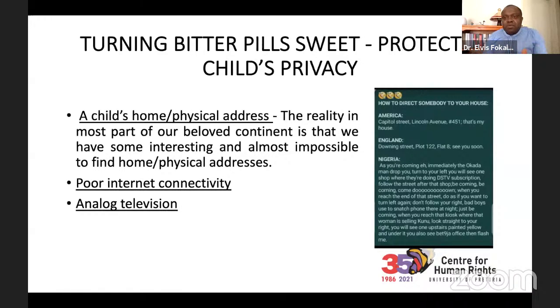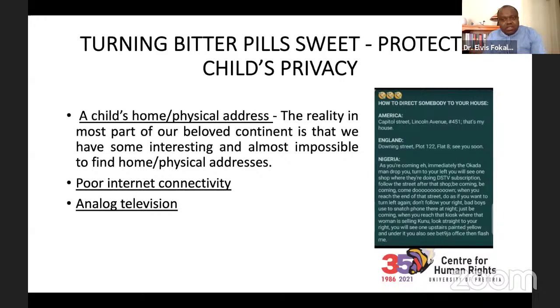It might be good now, but given the fact that we are moving towards the fourth industrial revolution, this continent might need to move a bit faster to look at issues around physical address. There is a threat. If you read what our colleagues in the global north or in Europe write, they say that the fact that internet connectivity links up to physical addresses exposes the child's privacy as well.